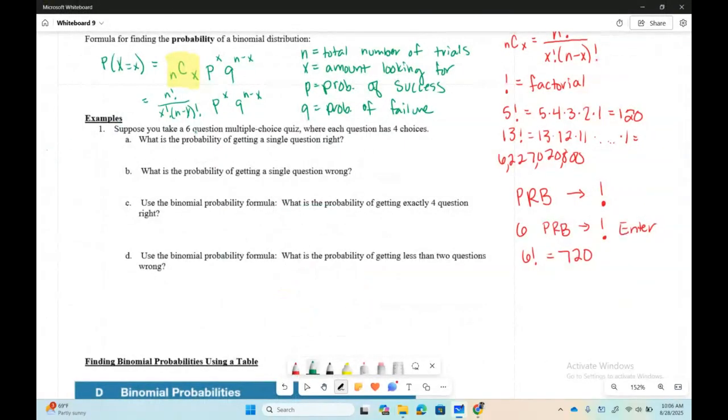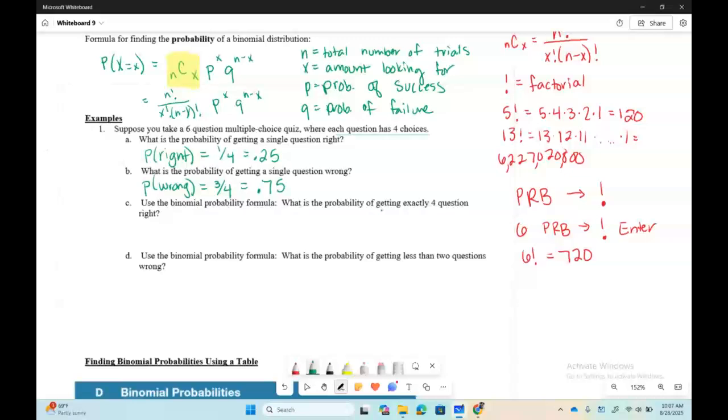So we have a 6-question multiple choice quiz where each question has 4 choices. What is the probability of getting a single question right? If a question has 4 choices, then the probability that we get one right would be 1 out of 4, or 0.25. What's the probability that we got one wrong? That would be 3/4, which is 0.75.